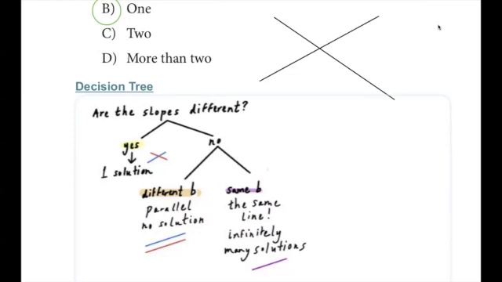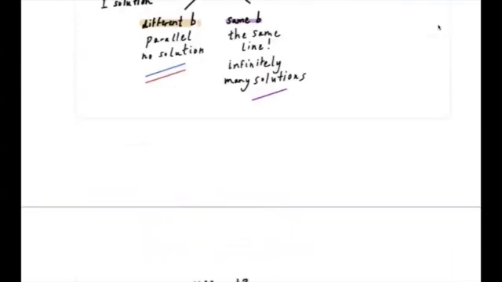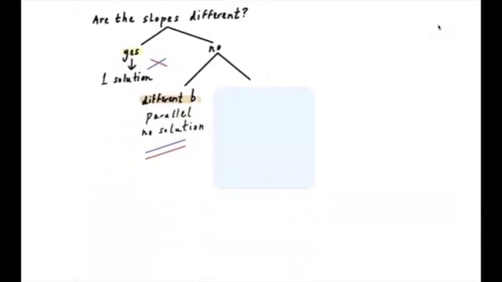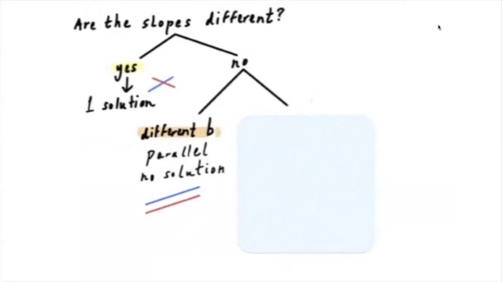Let's look at the rest of the decision tree. So, are the slopes different? The answer is no. So they have the same slope. Then you have two different outcomes. The first outcome is if you have a different y-intercept, that means that you have parallel lines, which I've drawn a rough sketch of here. So you'd have your blue line and your red line. They have the same slope, meaning that they're parallel. They extend forever and ever in both directions, and they never intersect each other.